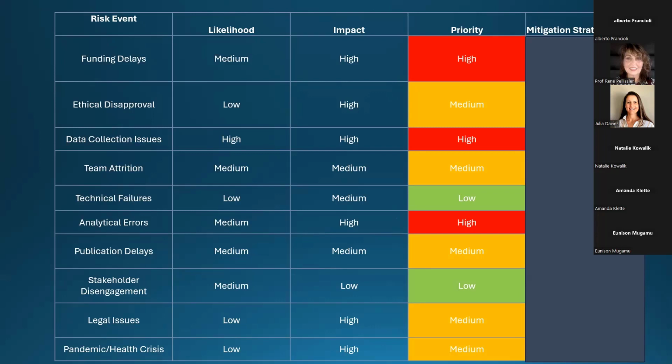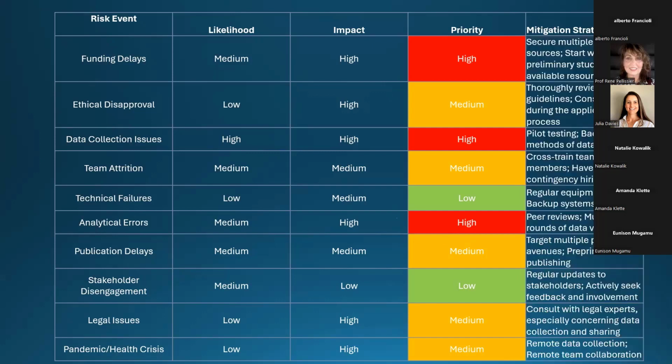They become the drum beat here. Then the amber ones and the green ones are the lower ones. And then I can just write a brief strategy, just a sentence or so, to help me. What will I do with that horrible red high for funding delays? What can I do about that to mitigate it? In terms of ethical disapproval, which was amber, it's not that much of an issue, but it's worth looking at. How do I deal with that?